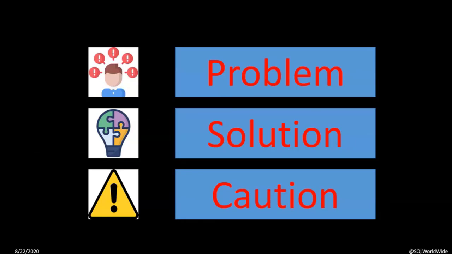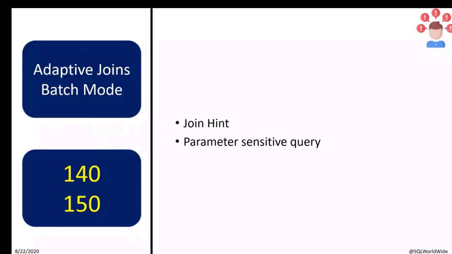Moving forward, all my slides will have these three symbols. I put some labels on these so you know what slide you're looking at. If you see one of the symbols, that slide is talking about a problem, a solution, or a couple of cautions or notes. If you see that symbol in the right top corner, it's talking about what problem Microsoft is trying to solve with this. And these numbers that I put on the left, 140 or 150, are compatibility levels. In 2017, the default compatibility level is 140. For 2019, it's 150.